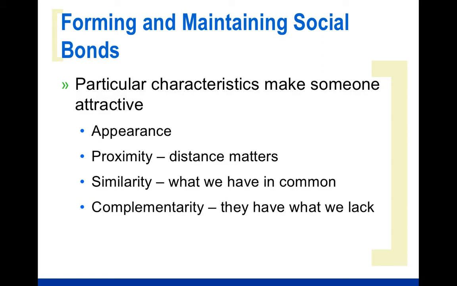There are particular characteristics that we tend to look at that make somebody attractive and basically influence what we perceive as attractive. First, probably the easiest one to figure out, is appearance. There are just certain appearances that we're drawn to, and those are what make us initiate contact in a lot of ways. Proximity, distance really matters.